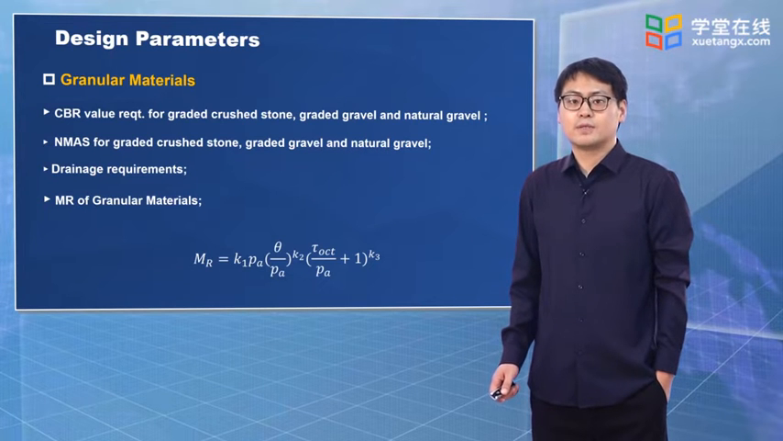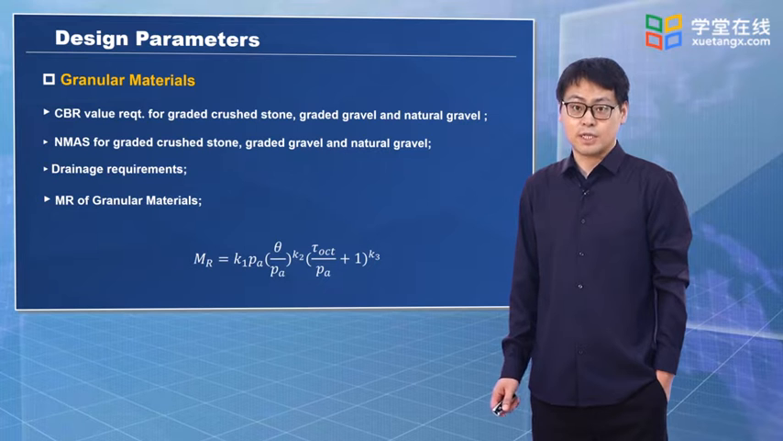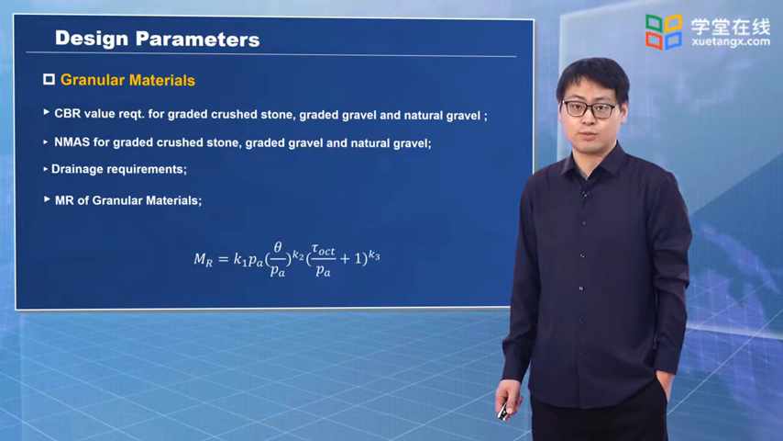For granular materials, there's a requirement on the CBR value for aggregates used in base and sub-base layers. For instance, the CBR value for graded crushed stone has to be no less than 200 for the base layer of expressway and Class 1 highway. Other detailed requirements can be referred to the specification.